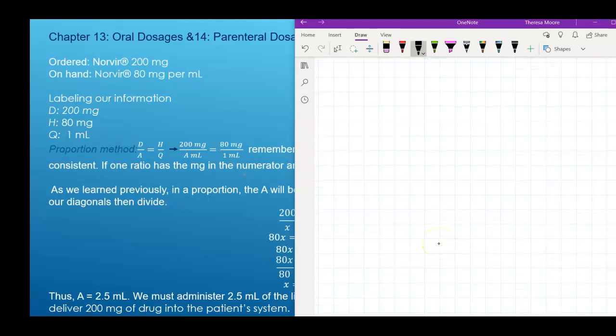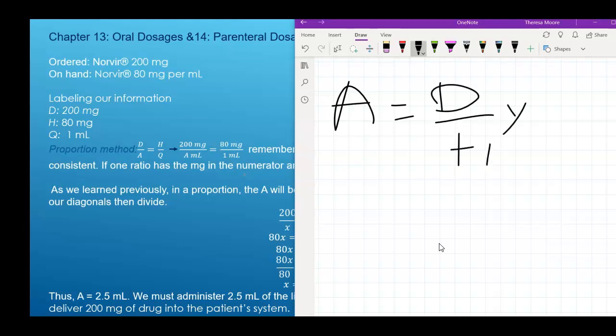If we want to use the formula, amount to administer equals D over H times Q.